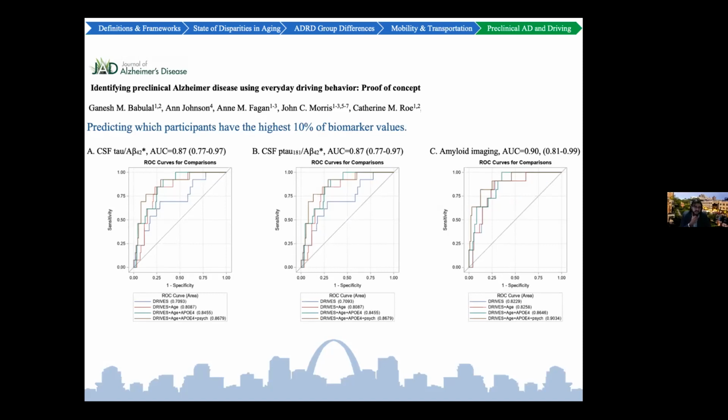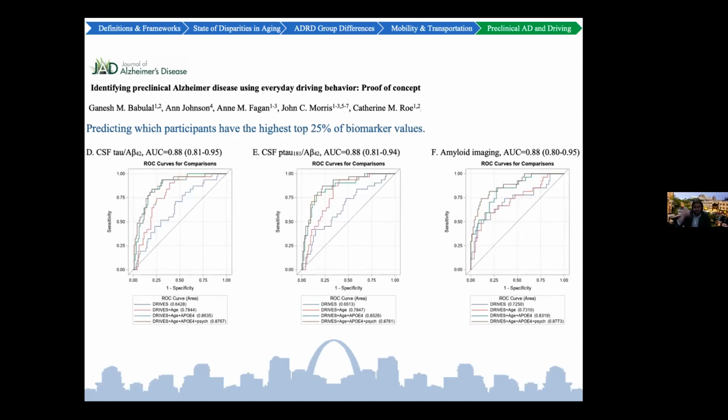What we found is that within the participants that had the highest 10% or more abnormal, most abnormal biomarker within those 3 areas, the drives variable alone yielded an AUC ranging from 0.71 to 0.82. And then when we added age, ApoE4, and 4 brief neuropsych measures, we saw an increase in the AUCs from 0.87 to 0.90. So quite remarkable.